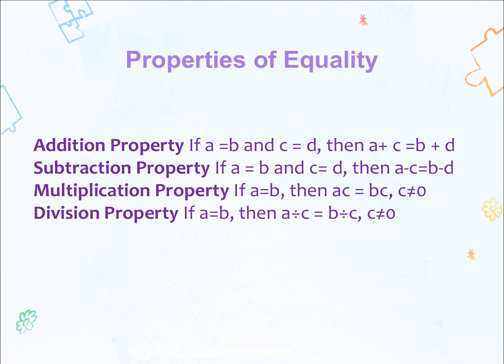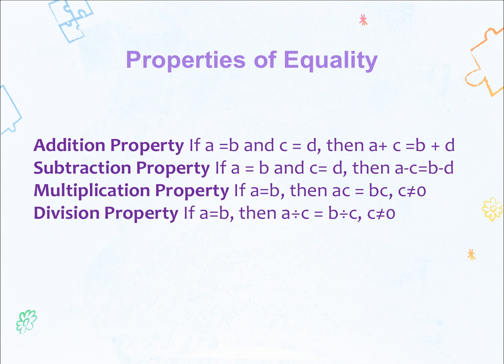All right, properties of equality. Like I said, you guys have seen these before. You guys are probably gonna have to fill in the blank. So the addition property means if A equals B and C equals D, then A plus C equals B plus D.